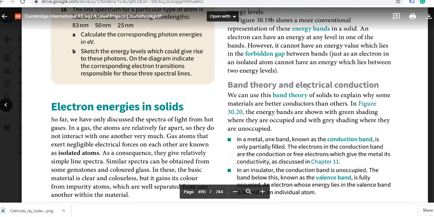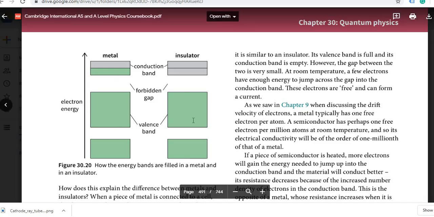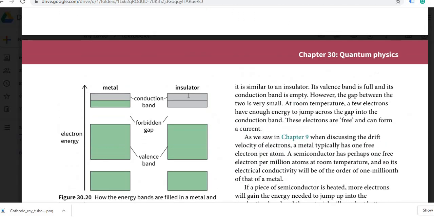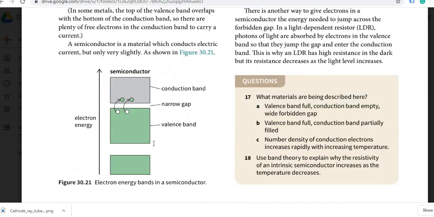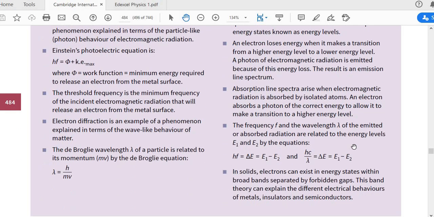Okay, band theory and electrical conduction. See the forbidden gap here. Then we have the valency band. Now in the insulator we have this. See, this is for the insulator, this is for the metal. So this is what we will learn. Then for the semiconductor also. Okay, if you see this thing, the last point.